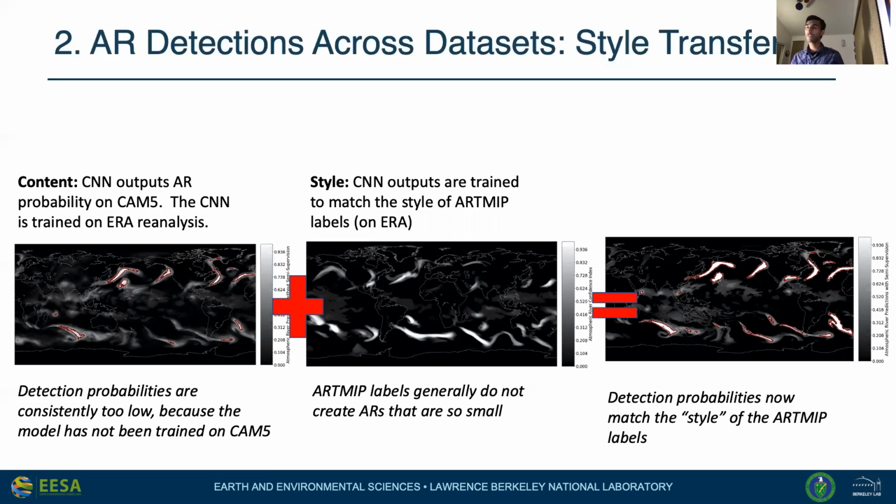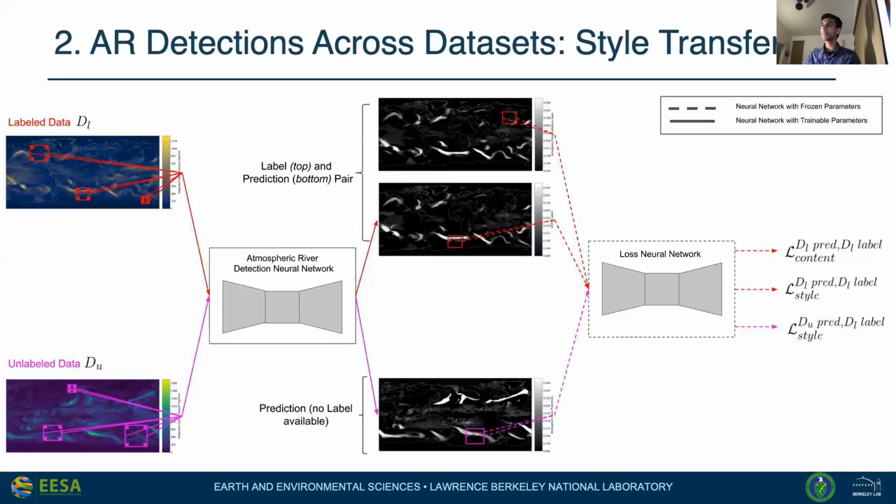This style transfer method is crucial because we do not, for the purpose of this exercise, have labels for the CAM5 climate model simulation. So we have to instead match the style of the detections to the style of data sets that we do have labels for.